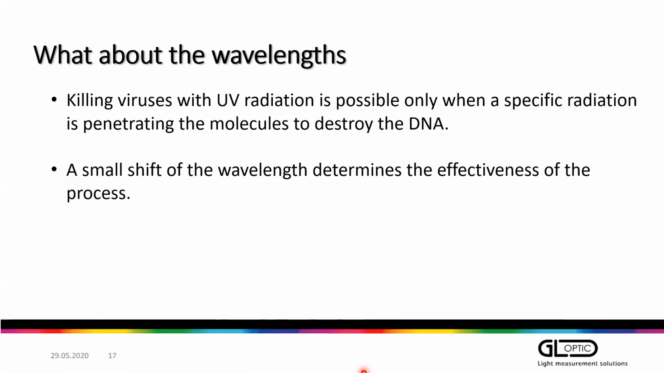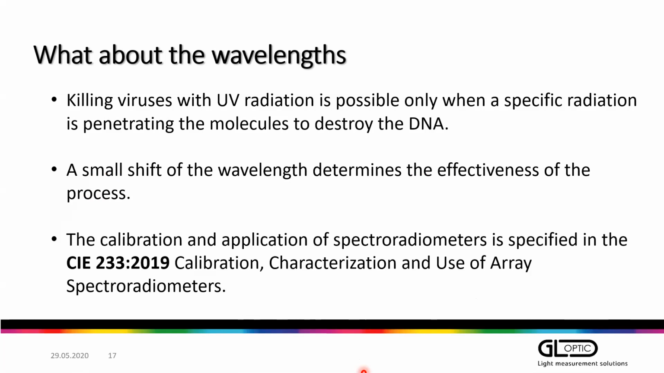And here again, a recommendation on the measurement instrument could be using spectroradiometers, which are well calibrated and which are able to evaluate the system completely. And there is also a specific document from the CIE available. It's been published last year on calibration, characterization, and use of array spectroradiometers for measurements of light, and also beyond the visible part of radiation.